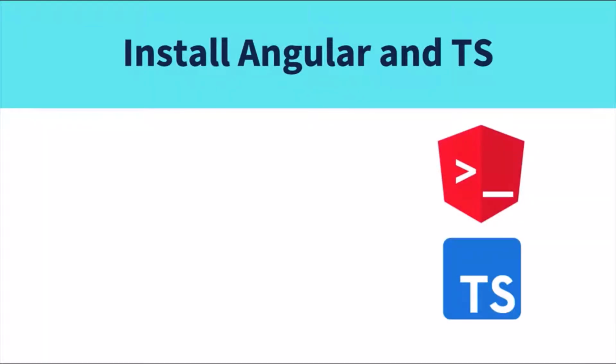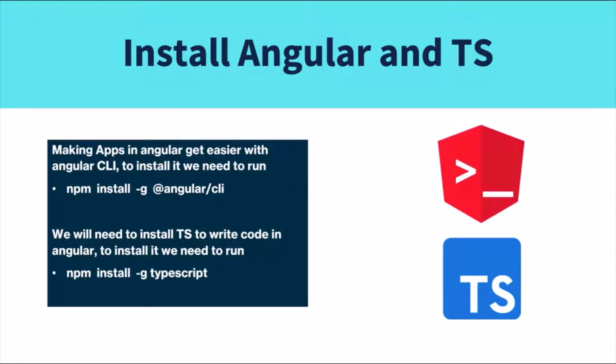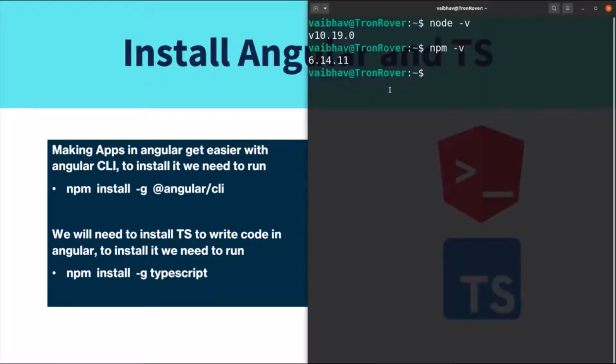After we have installed npm, now it is time to install Angular. And with Angular, we will install the TypeScript language. We will use npm to install Angular and the Angular command line interface. You can do that using npm install -g @angular/cli. Let me show you how you can do that in the terminal.